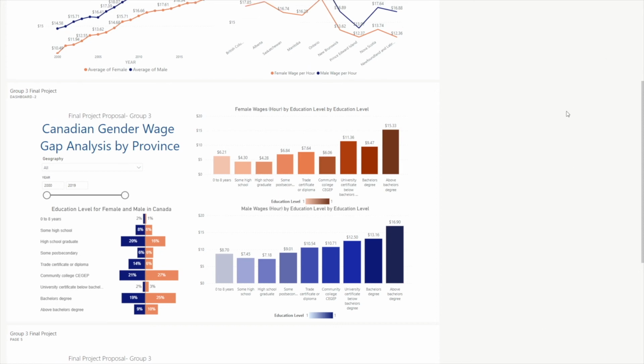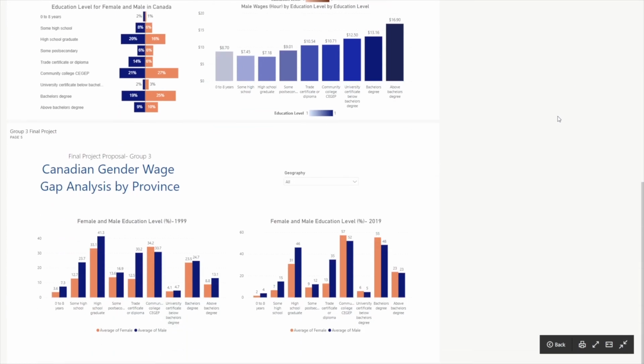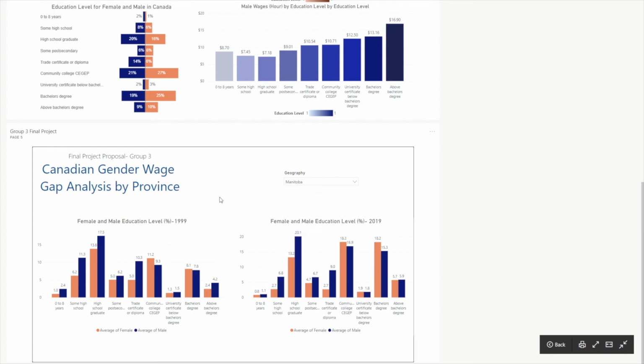Here we see the education level scenario in Manitoba, which is one of our top provinces. Okay, so you see here the data from 1999 and the data here from 2019. Following the trend that we see overall in Canada, the female workers invest heavily in bachelor degrees and community college. As you can see here, there was a big disparity over 20 years. And we even see a considerable increase in the above bachelor as well. Women are now surpassing men.